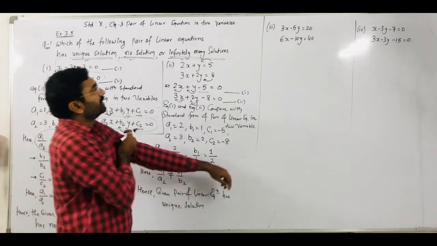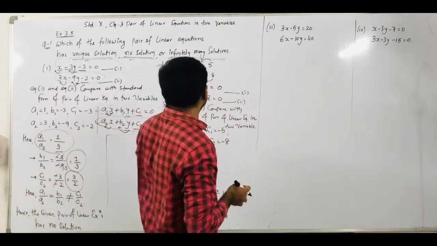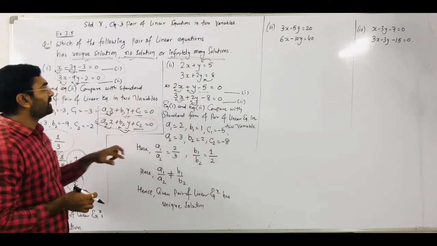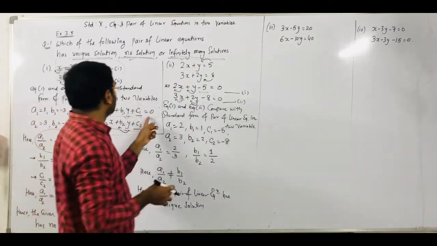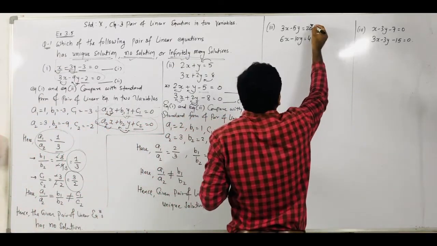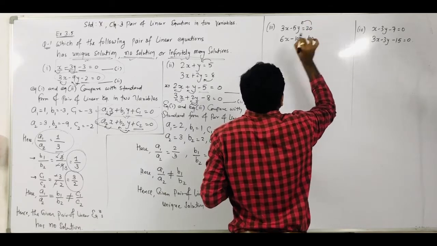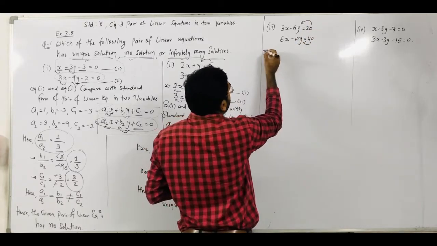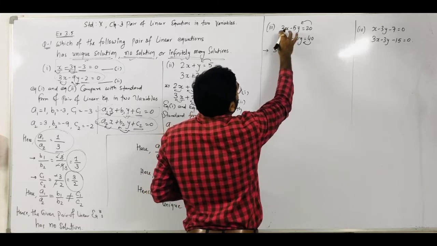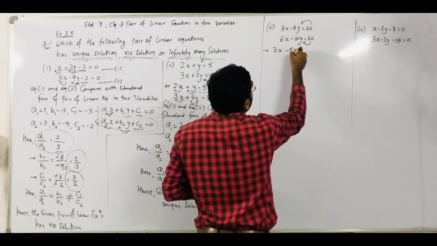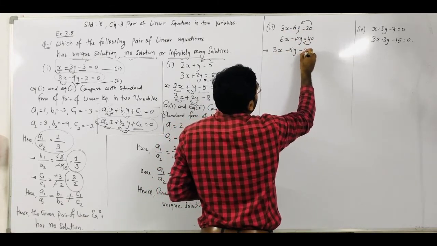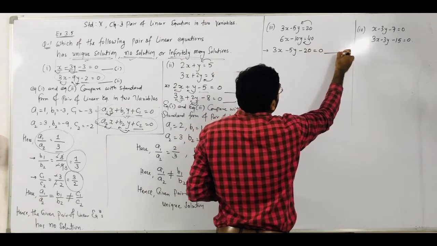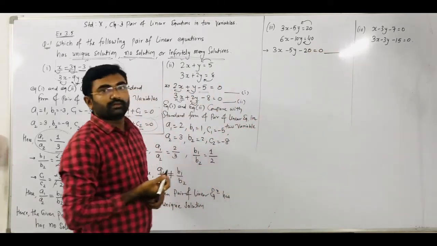Same way, here we have question number 3. As I told you, we have to convert the given pair of linear equations into standard form. In standard form, on the right-hand side we require 0. So whatever number is given on the right-hand side, we have to take it to the left-hand side. So the first equation becomes 3x minus 5y plus 20 on the left-hand side, which is 3x minus 5y plus 20 equal to 0. This is equation number 1.